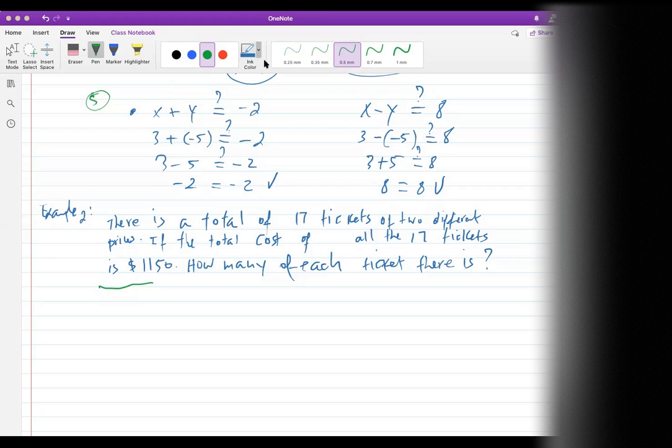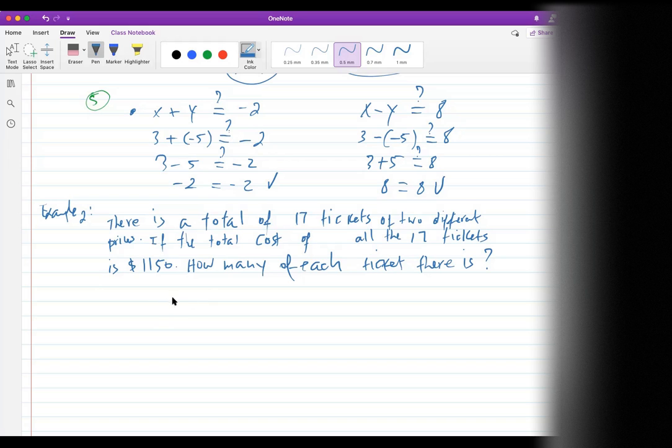We should, yeah, so we're looking for the number of tickets. We should add. It wouldn't be x plus y equals 1150. So 1150 is not the sum of, if X and Y are the prices, yes, you would add them. But here we're looking for the number of tickets, number of them. We have 17. You could say X plus Y is 17.